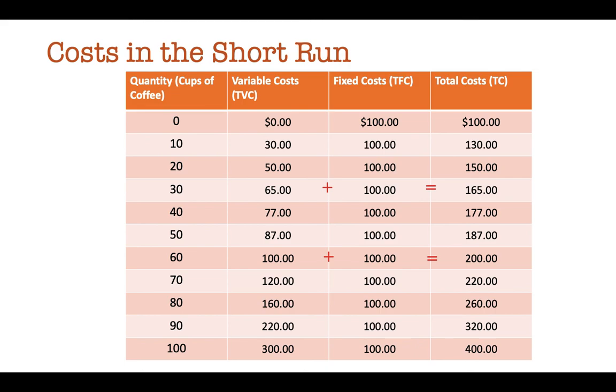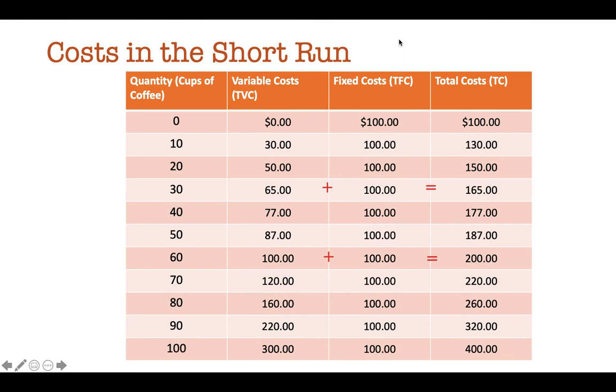So here's an example of calculating my total costs in the short run. Something I want you to notice here about the variable costs versus the fixed costs. Here, my quantity of output varies. I can produce 0 cups of coffee, 10 cups of coffee, or 100 cups of coffee. Notice fixed costs don't change.